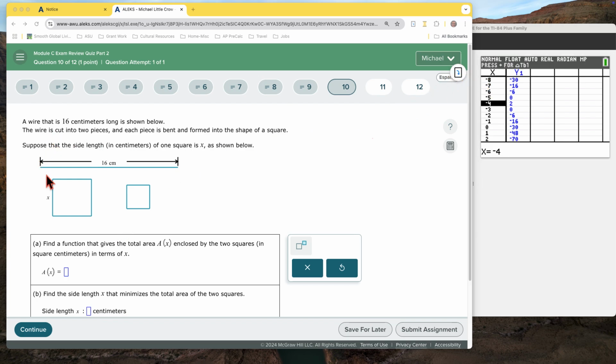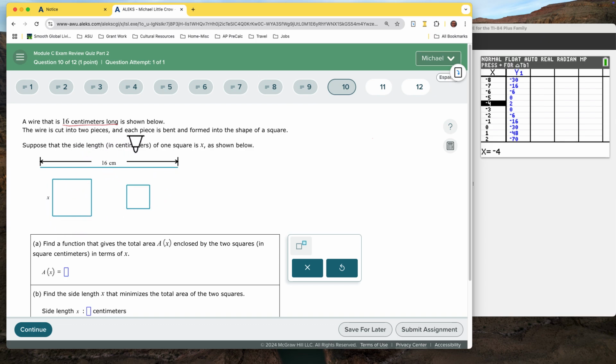So for this one, we're given a wire. The picture of what's going on has already been drawn, which is nice. It's 16 centimeters long. The wire is cut into two pieces. We don't know where they're going to be cut, but each piece is bent and formed into the shape of a square. So we're going to look at one square maybe being bigger than the other.